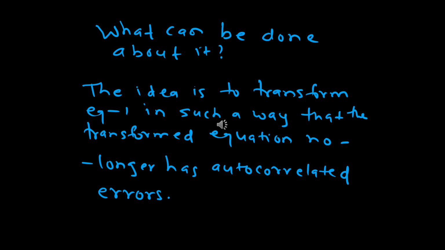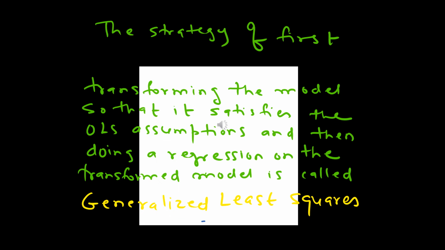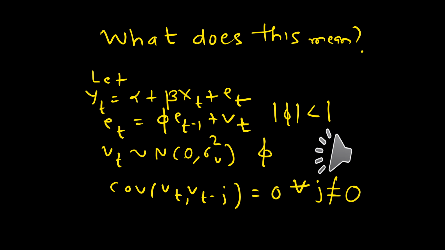So what does one do about this? One strategy is to transform equation 1 in such a way that the error terms in the transformed equation are no longer serially autocorrelated. So this will take us to the generalized least square model. Transforming the model so that it satisfies the assumptions of the OLS, that is, the error terms are neither heteroskedastic nor autocorrelated, and then doing a regression on the transformed model is called the method of generalized least squares or GLS. So how does one achieve this?